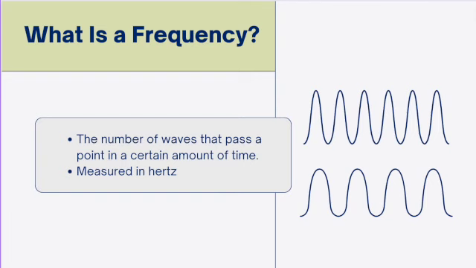Next, we're going to talk about frequency. Frequency is the number of waves that pass a point in a certain amount of time, which is measured in hertz. So as you see in the picture to the right, some of these waves are really close together, meaning they have a high frequency. And then the one below it, fewer waves occur, so that has a low frequency.